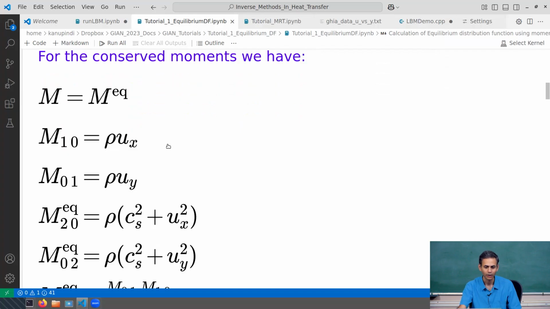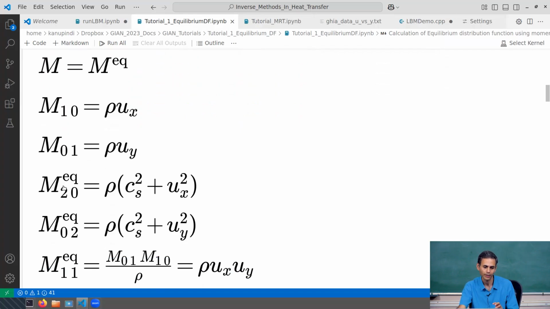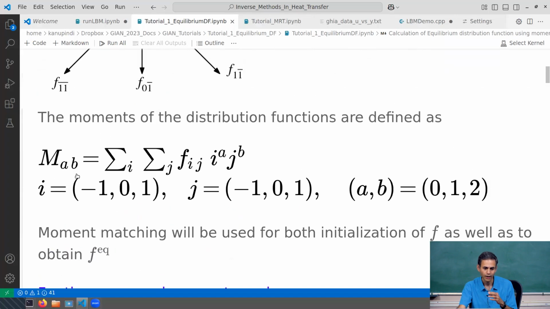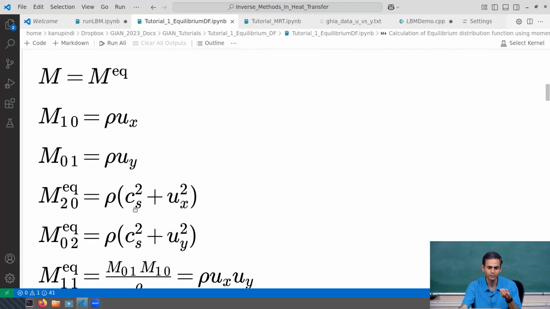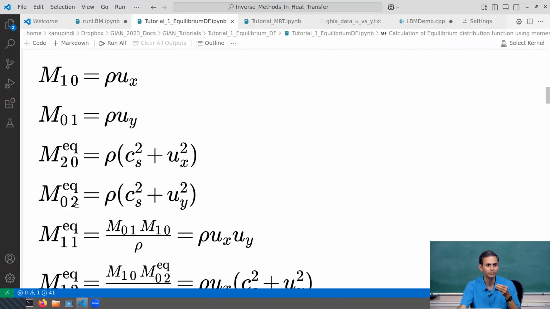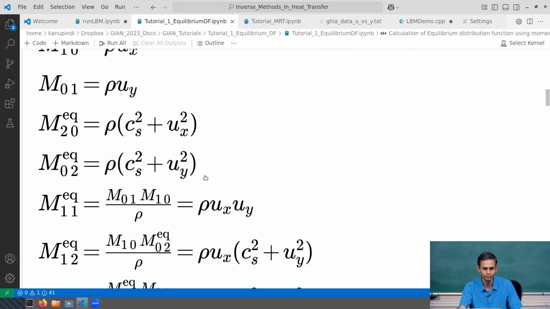The y momentum. And similarly, what would be M20 equilibrium? That means you are substituting A equals 2 and B equals 0. I go back here, substitute A equals 2, B equals 0, and then calculate this summation. That is going to give me, as you have seen in the lecture, rho times (CS square plus ux square). That is what you obtained in the theory part. Similarly, M02 equilibrium will come out to be rho times (CS square plus uy square), as we have already written out.